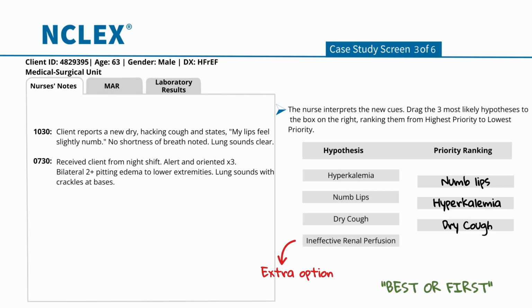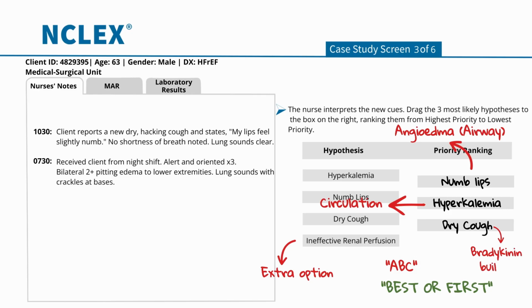NCLEX logic always prioritizes the ABCs. Lip numbness is an early warning sign of angioedema. It's an airway issue. Hyperkalemia, related to circulation, follows due to the risk of cardiac arrest. The dry cough is a common side effect due to bradykinin buildup. It's annoying, but it won't kill the patient today.